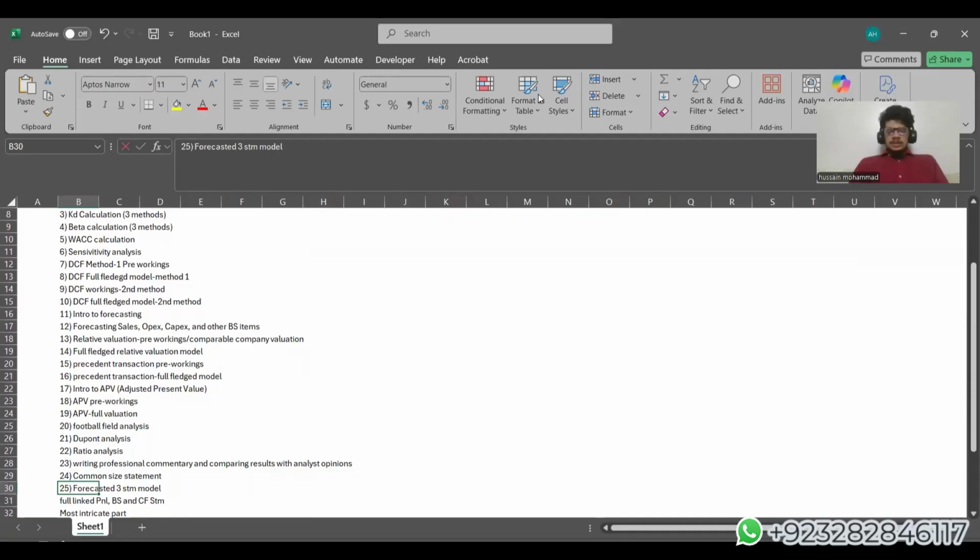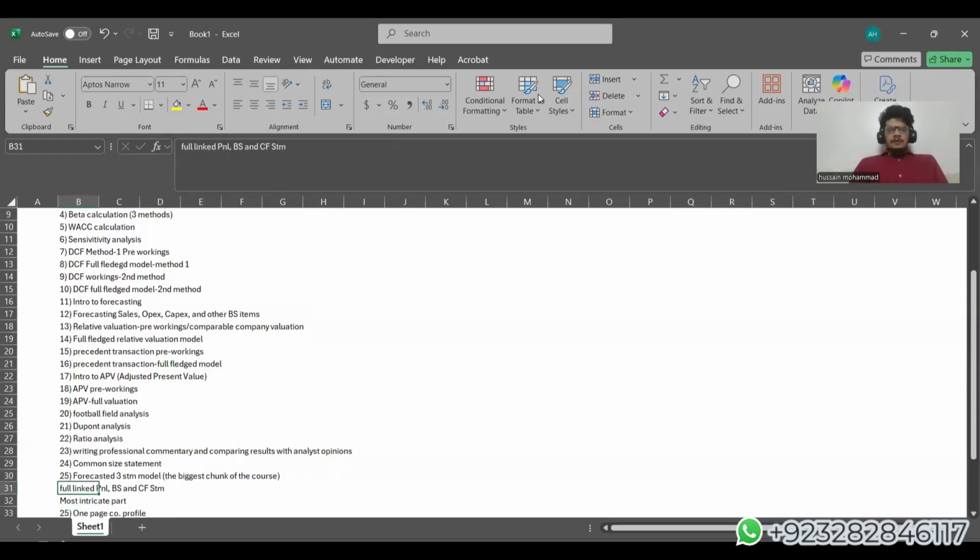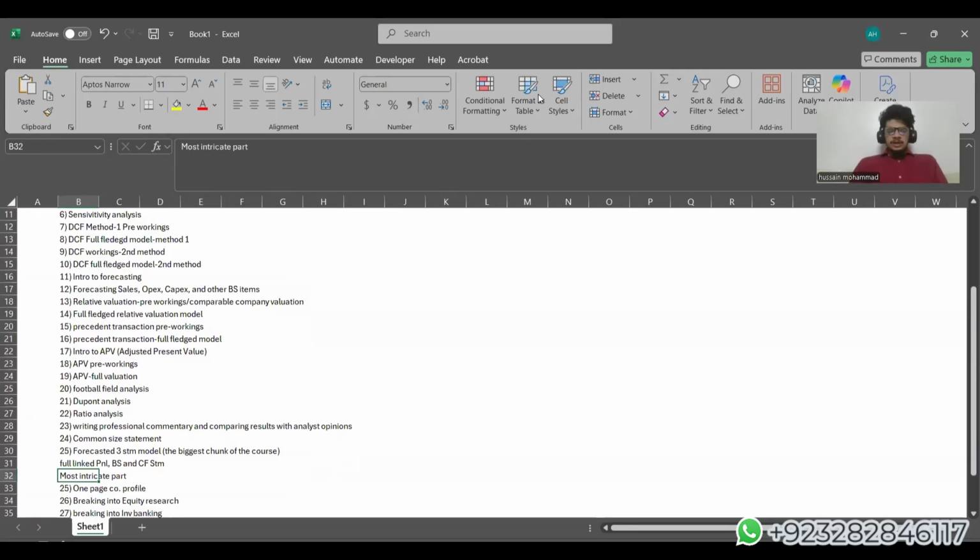The forecasted three statement model is the biggest chunk of the course, because doing DCF is rather simple, but making a full-fledged forecasted three statement model, where all the balance sheet items are linked, and the cash flow is made properly, and the P&L items are linked to each other, is very comprehensive work. So you will see going forward how we did this full length P&L, balance sheet and cash flow statement. This is, as I said, the most intricate part.